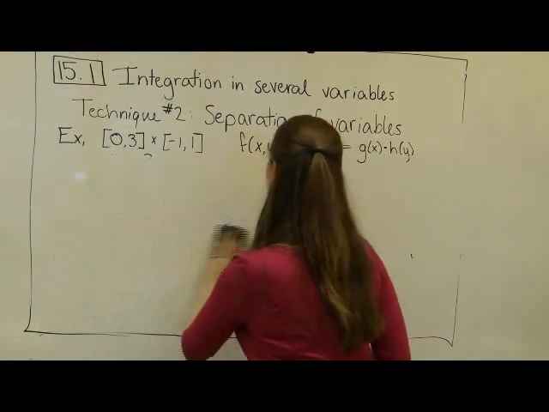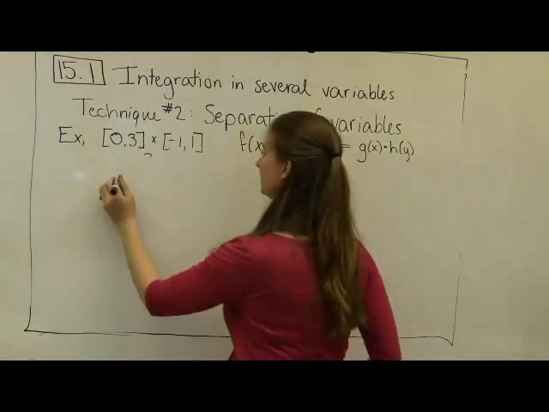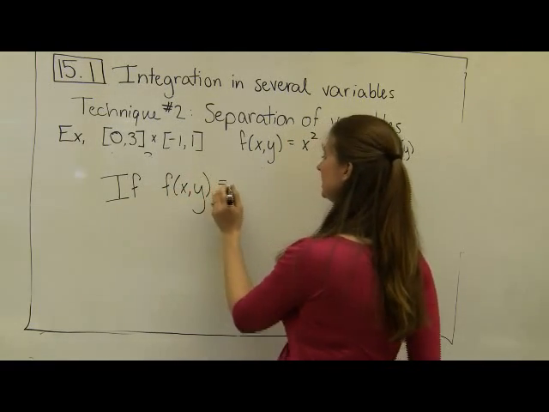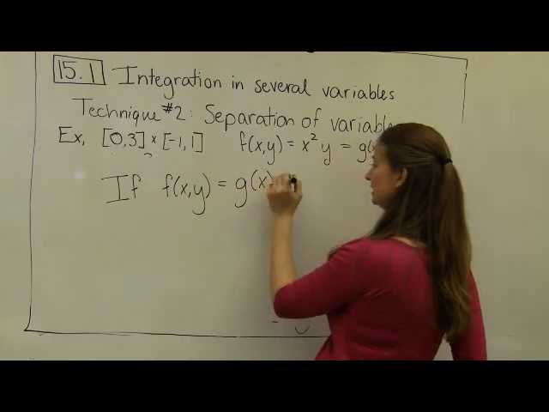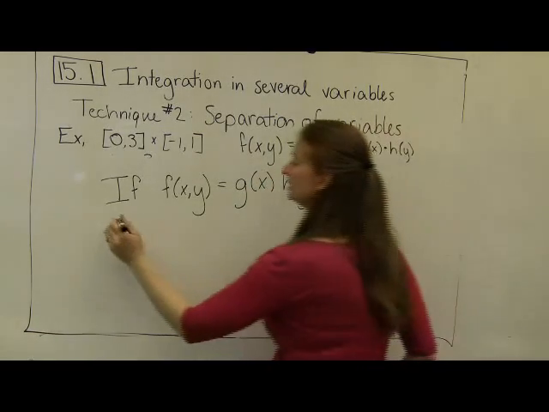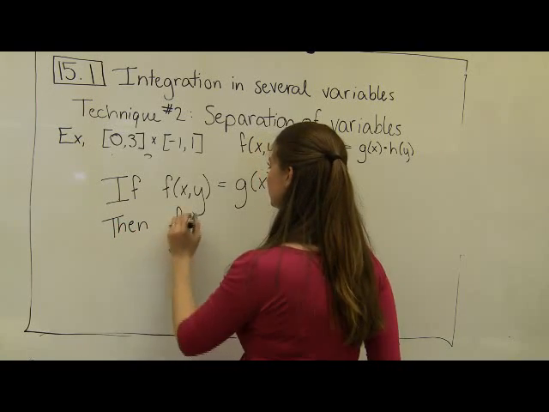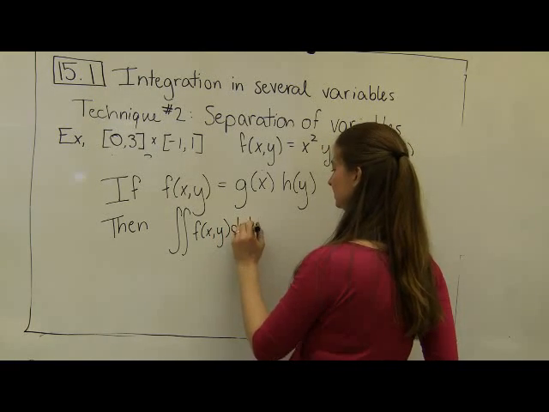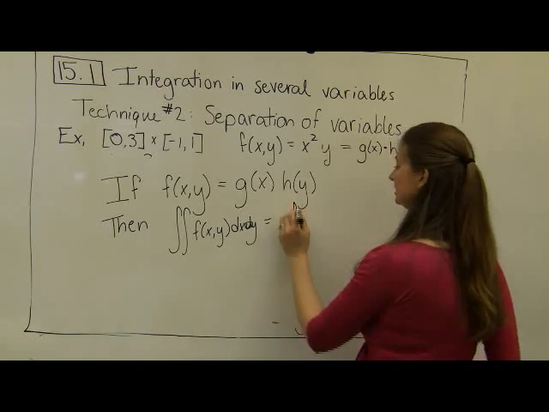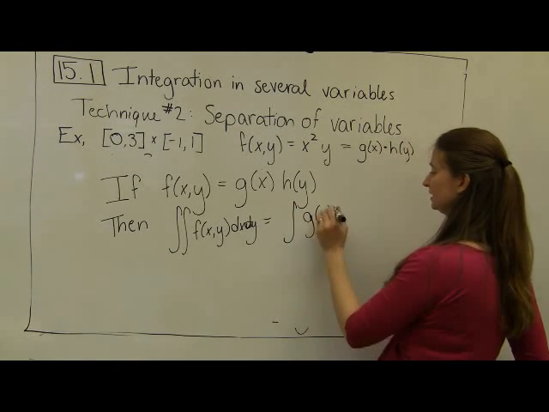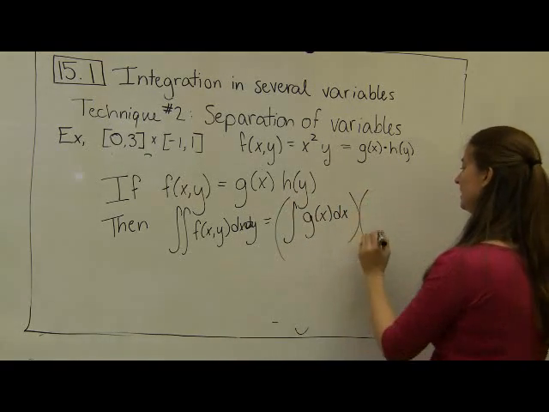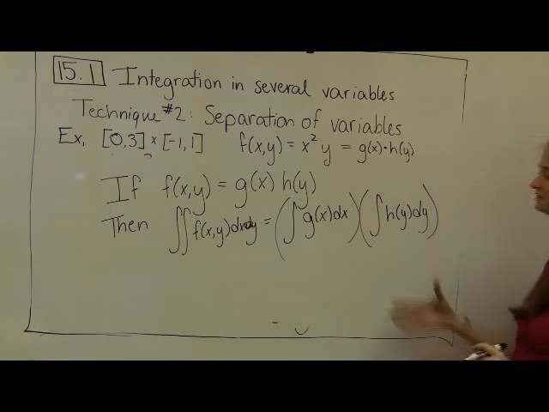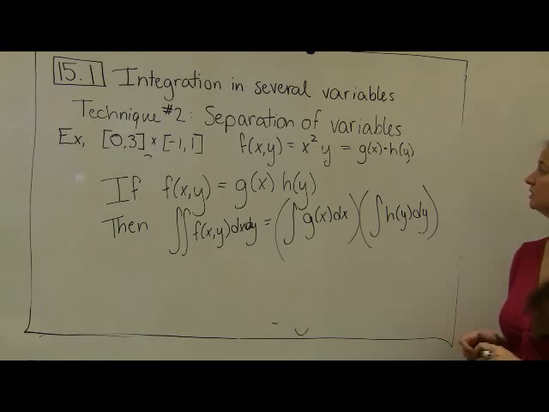I'll write this down and we can apply it later. If f of x,y, a two-variable function, can be written as a function of x times a function of y, then I can break apart the double integral. The double integral of f of x,y dx dy is going to be equal to the single integral of g of x dx multiplied by a single integral of h of y dy. And sometimes this will save you some work, just saves you some penmanship.